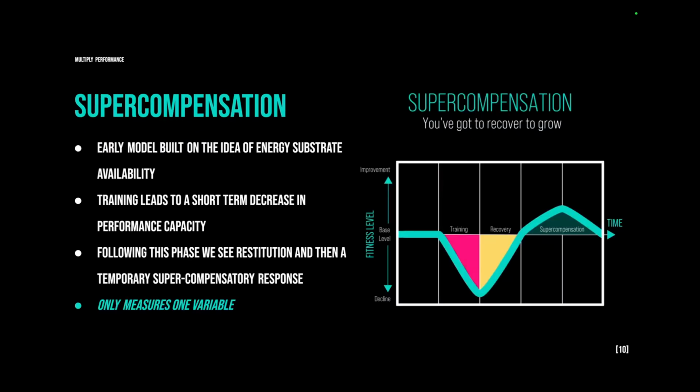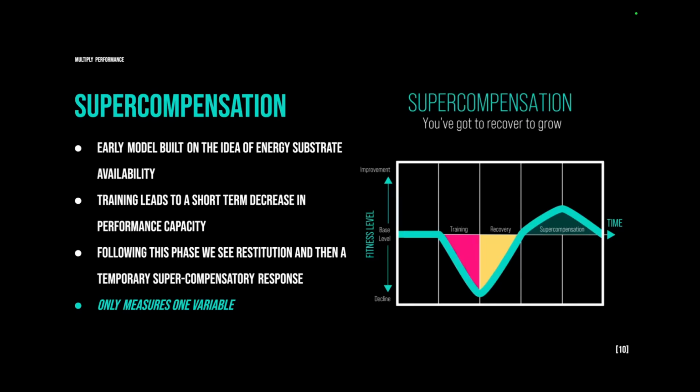So the next model is the idea of supercompensation. And this is kind of an early model. It was based on the energy substrate availability and how that changed over time in response to training sessions. So the idea was that we would train, we'd see a drop in the availability of a particular substrate associated with that training session. Over the course of our recovery, we would start to see the levels of that particular substrate increase and return to normal, but during that period, performance was going to be reduced.